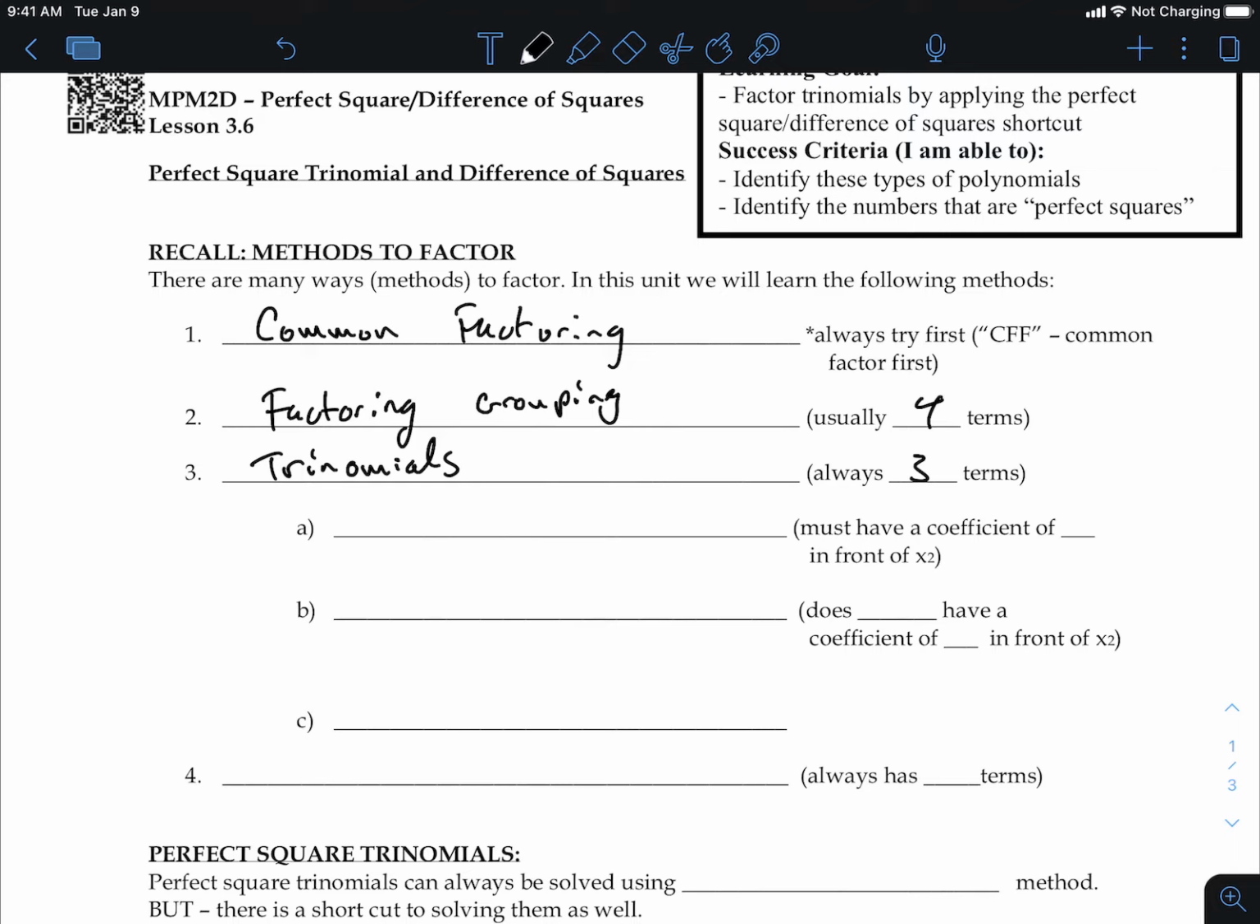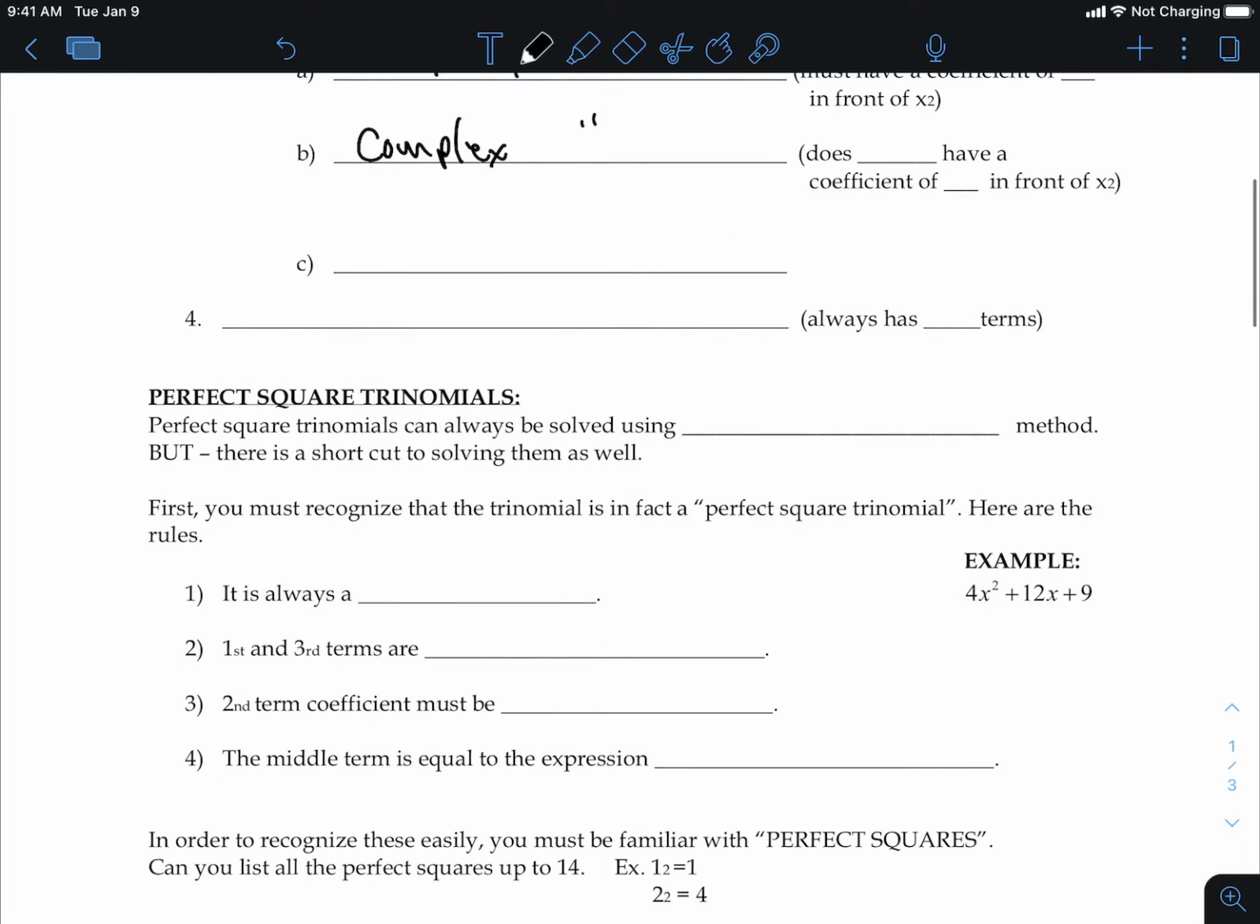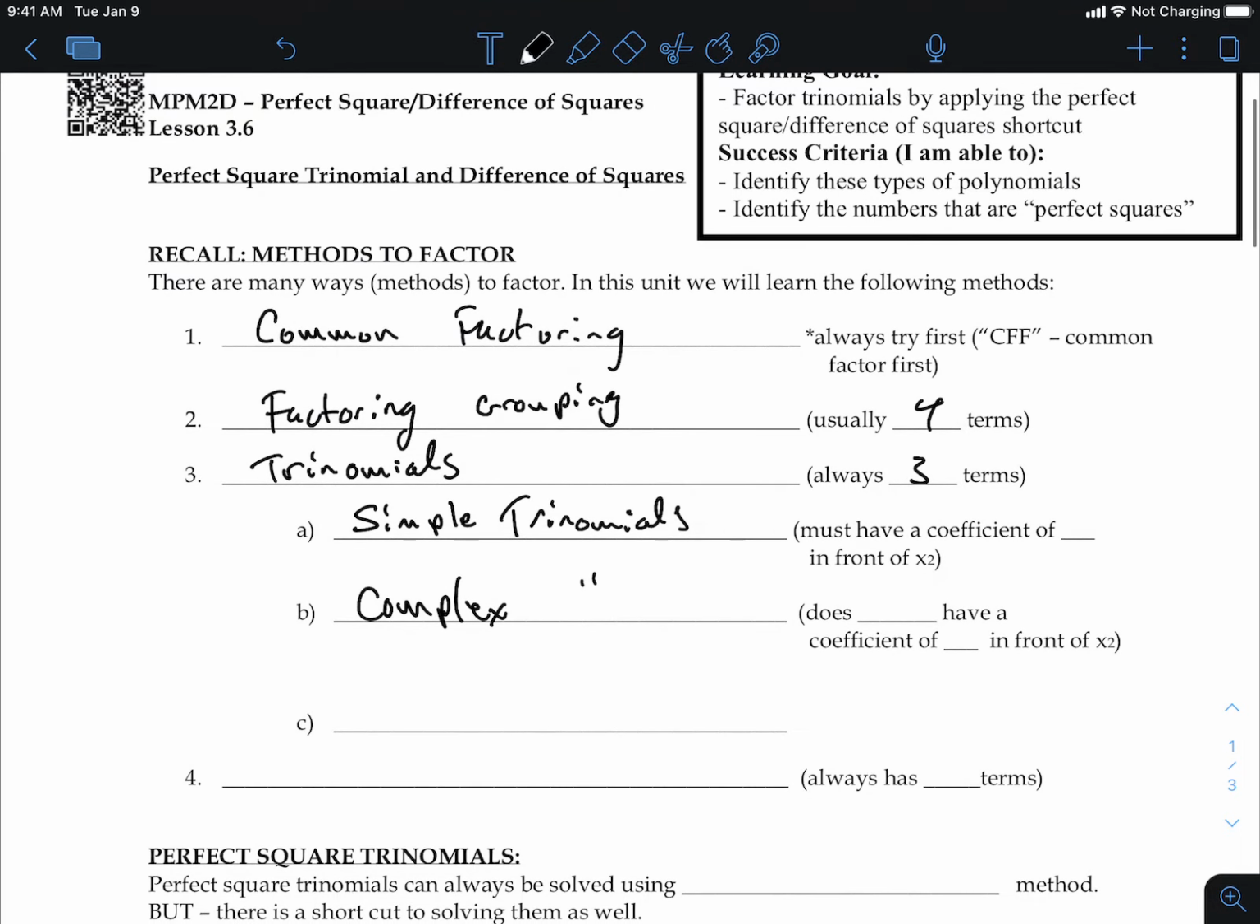Then you had simple trinomials. And then complex. And then today, we're going to do one more. That's still a trinomial. The first part of this lesson will still be the trinomial. So you'll still have 3 terms, right? But it's what we call perfect square.